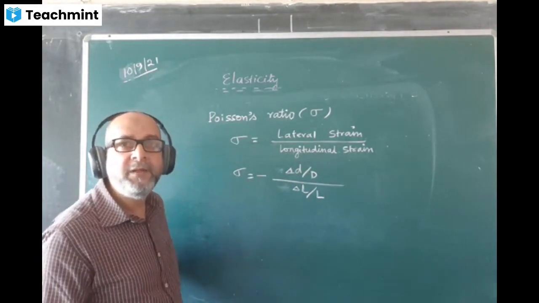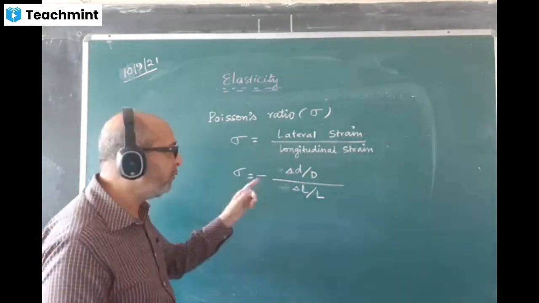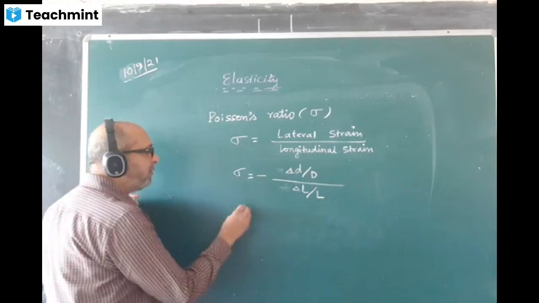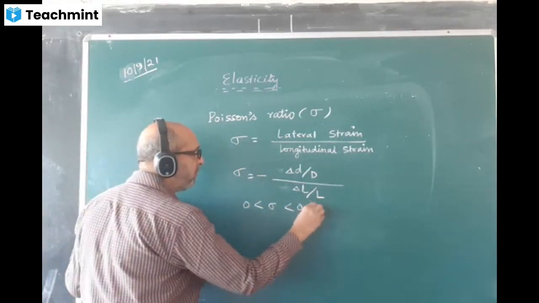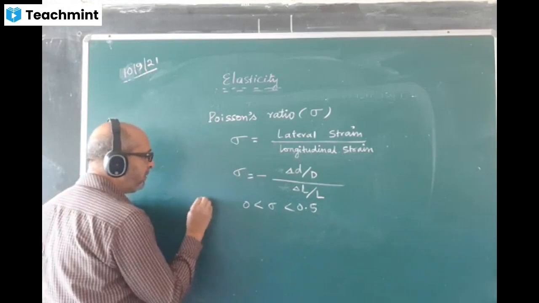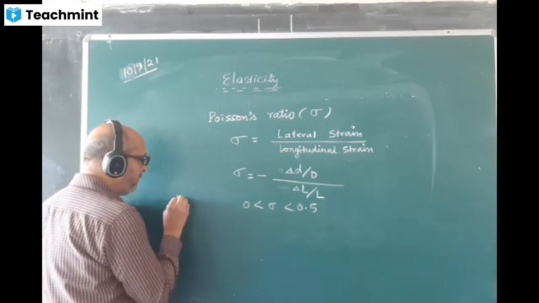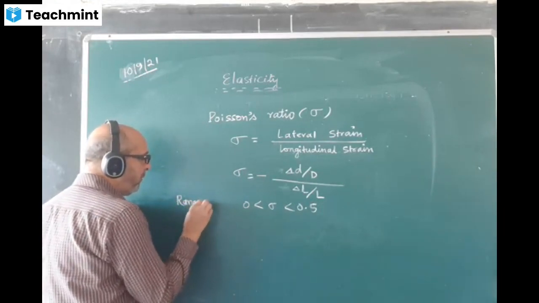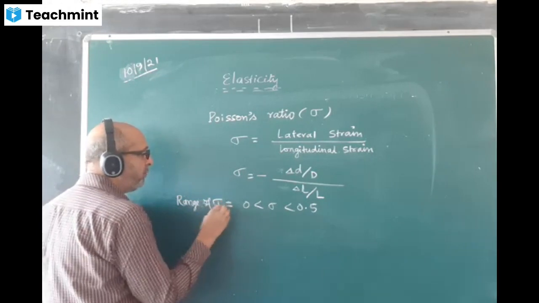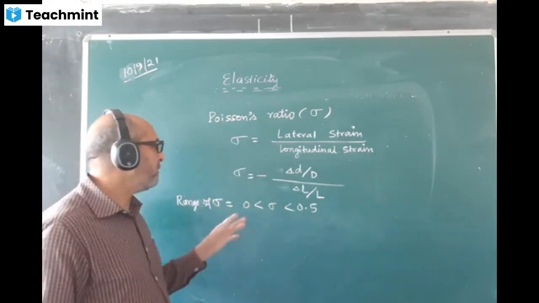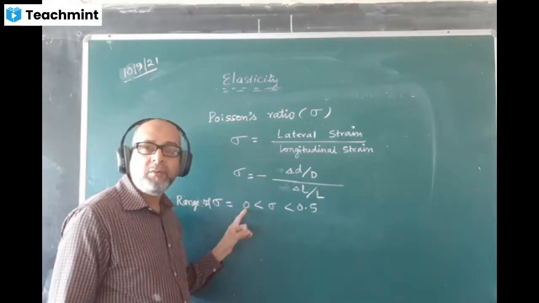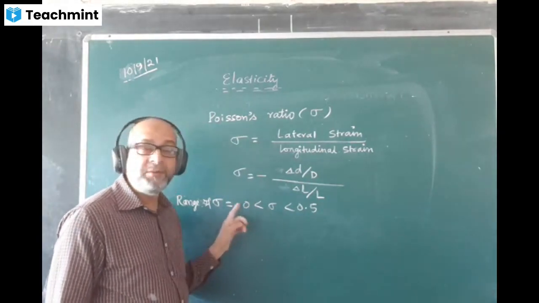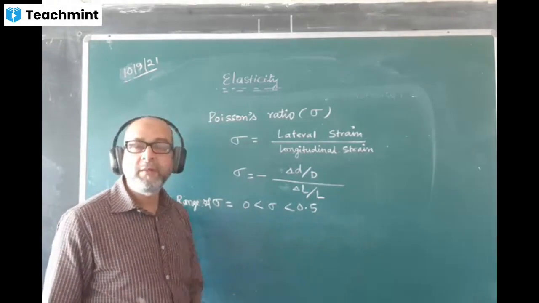So because of that, we assign a negative sign in the equation. The range of Poisson's ratio always lies between 0 and 0.5. Actually, 0 is not included, there is no equal sign, so it lies between 0 and 0.5.